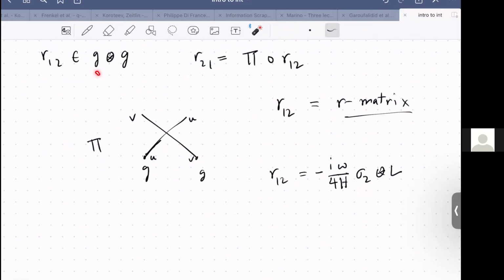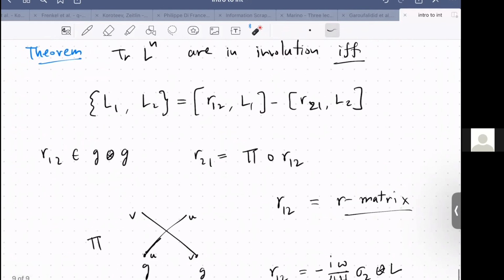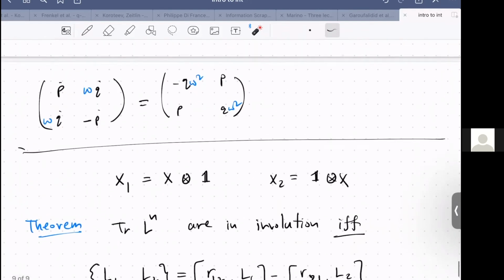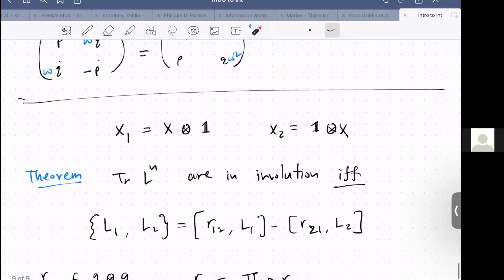So sigma 2 is valued in SL2C, L is valued in SL2C, so R12 is valued in SL2C tensor SL2C. And it's a function on your phase space, right? Because H depends on P and Q. And you can check that with this R12 and this L, this equation is satisfied.